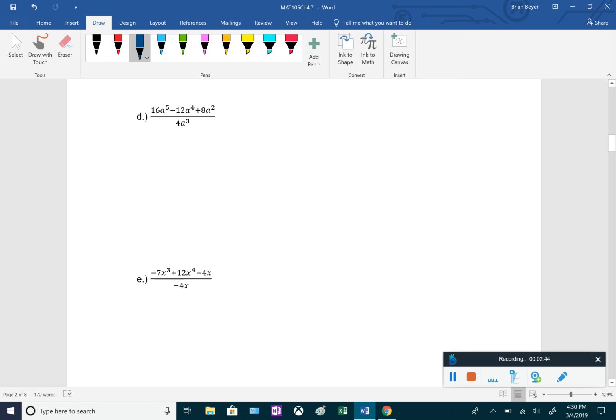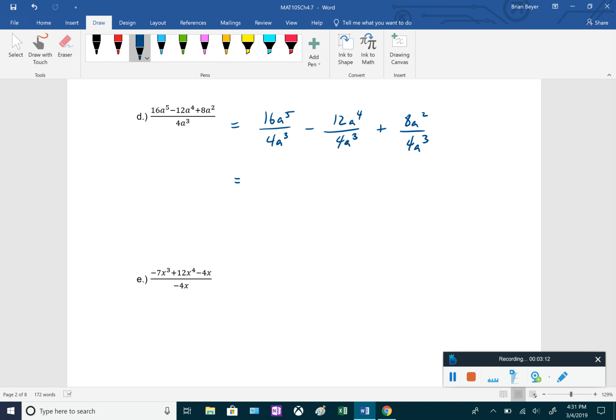Okay, and the next one, we have 16a to the 5th minus 12a to the 4th plus 8a squared all over 4a cubed. We're going to give that denominator to all 3 terms in the numerator, and it'll look like this. Now we need to simplify each one separately.